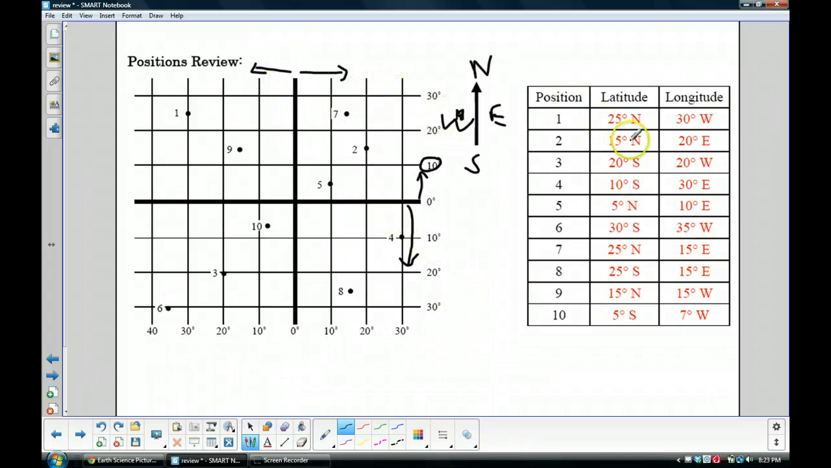Take a second, don't look at the numbers over here, and just see if you can figure out what the longitudes and latitudes are for a little bit of practice. If you can do that, you're doing well with latitude and longitude.